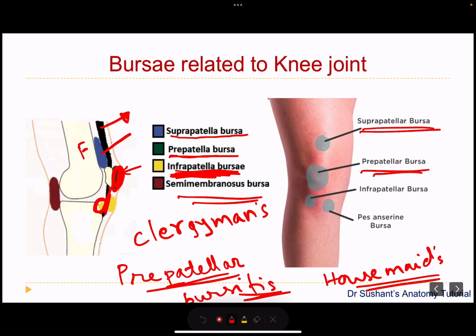This black color structure is like ligamentum patellae. So it lies behind it and close to the upper end of the tibia. All right. In addition to this, there are four bursae which lie laterally, and medially 3 to 4 bursae lie around the knee joint. So in addition to all these bursae that I just explained, we have additional bursae on the medial and the lateral side, not very significant.